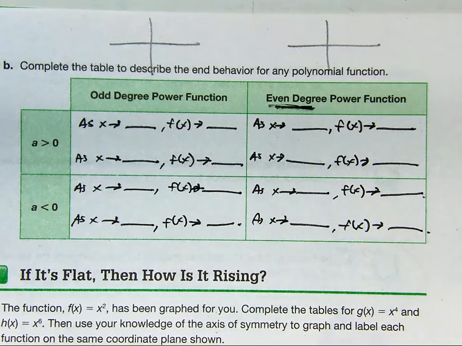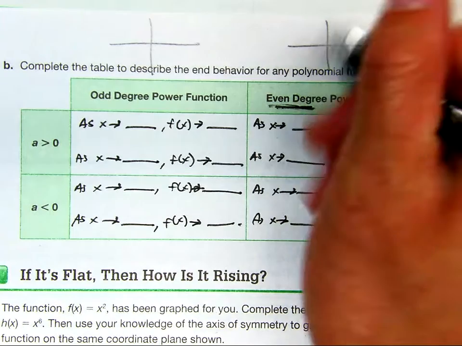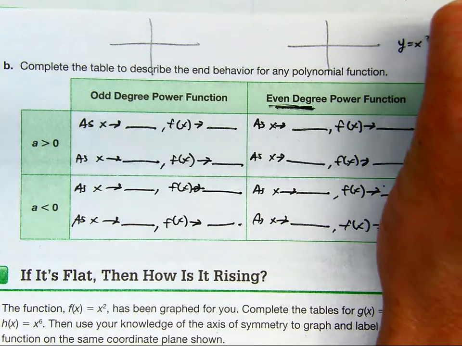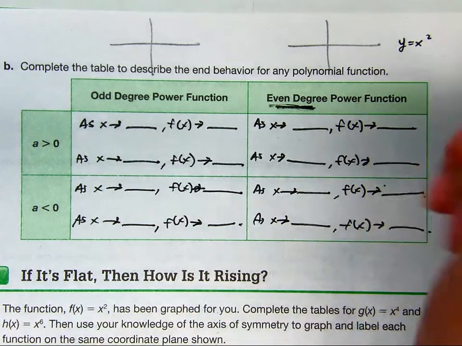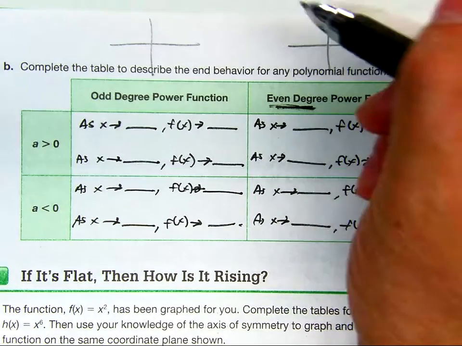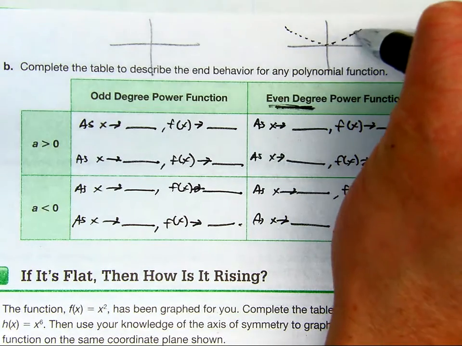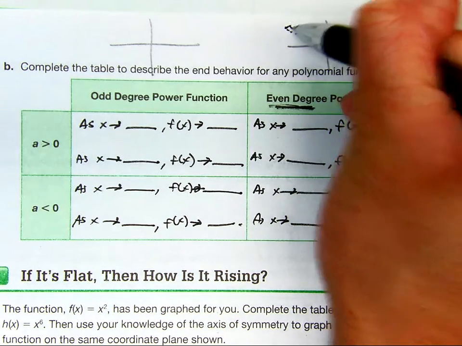So what is the easiest even degree polynomial, class? 2 is correct. Y equals x squared. Class, what does that graph look like? It looks like a U. I'm going to draw a dotted line. So my graph looks like that.